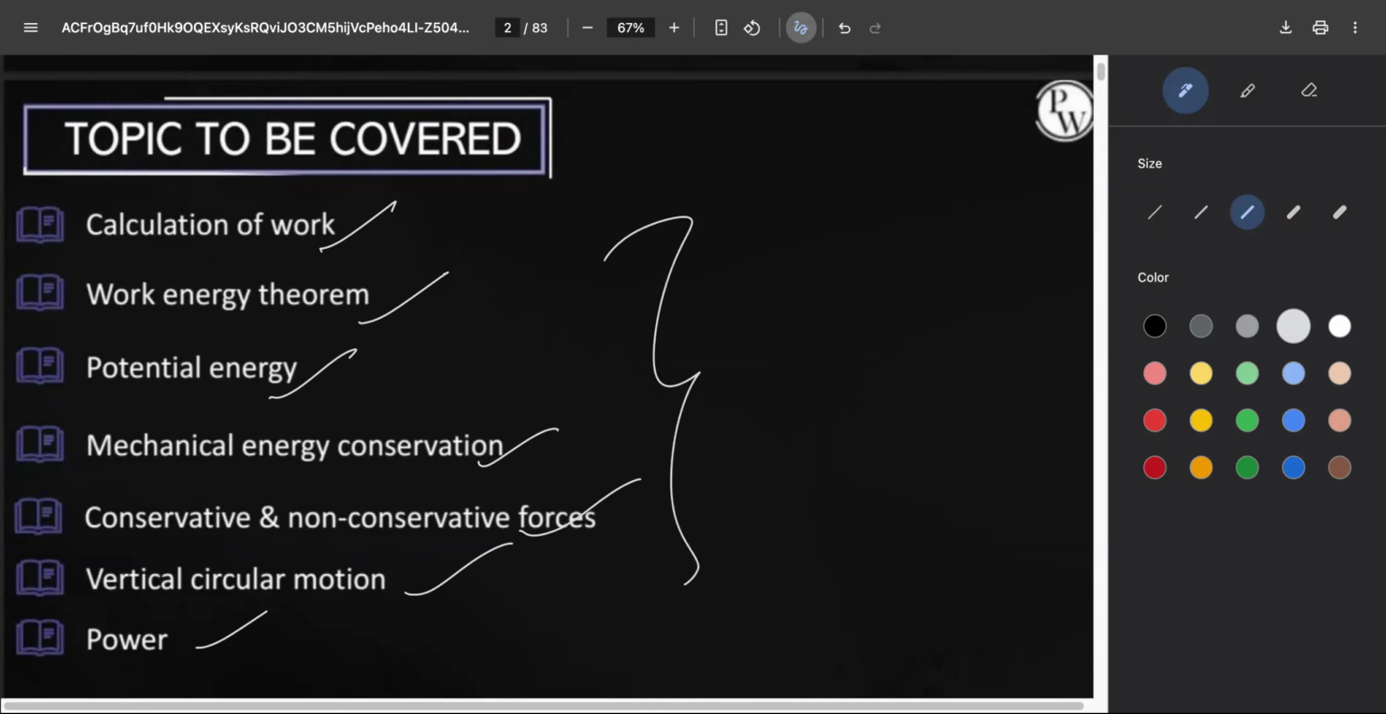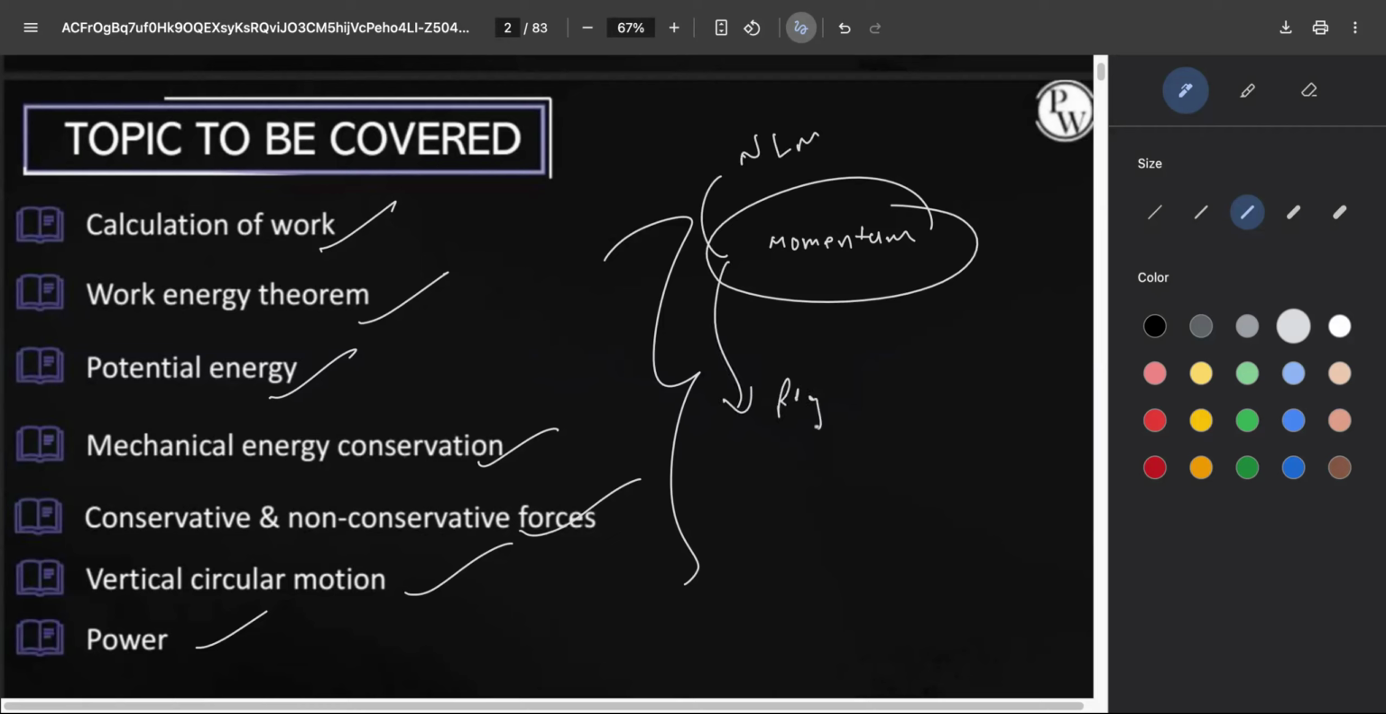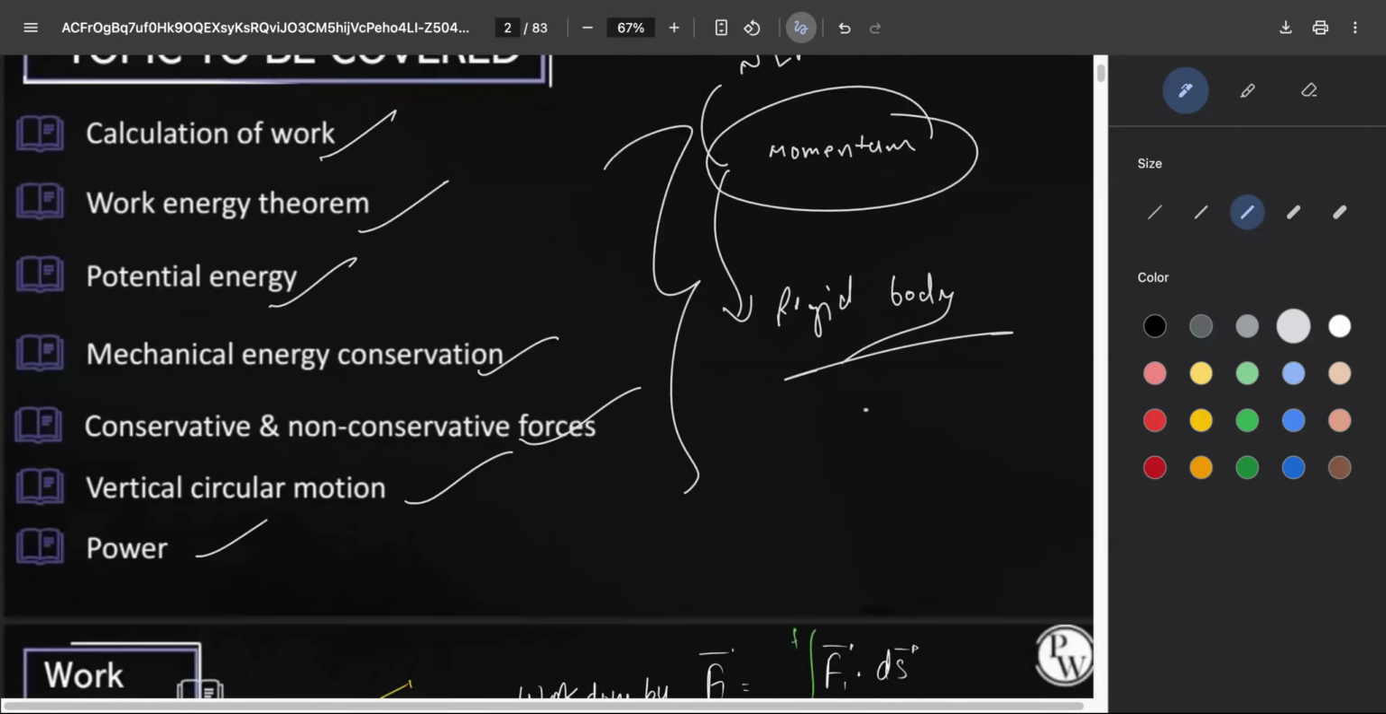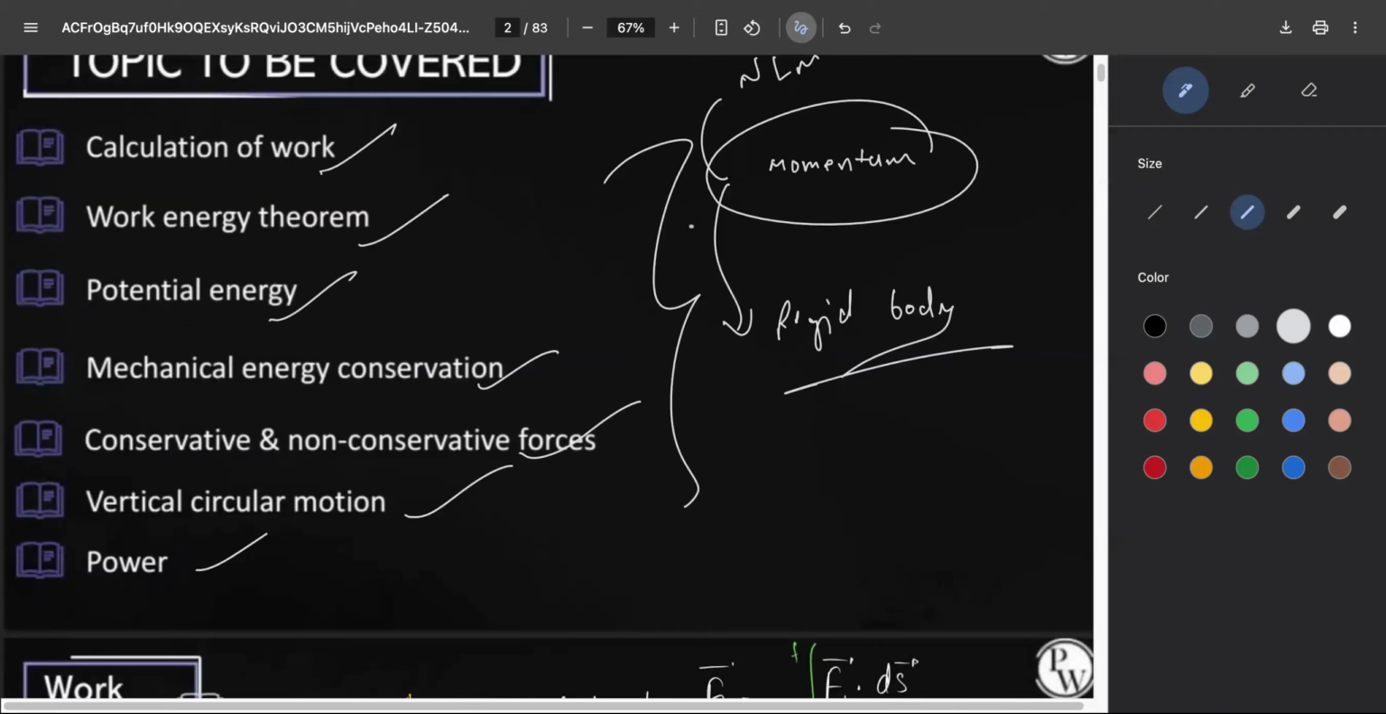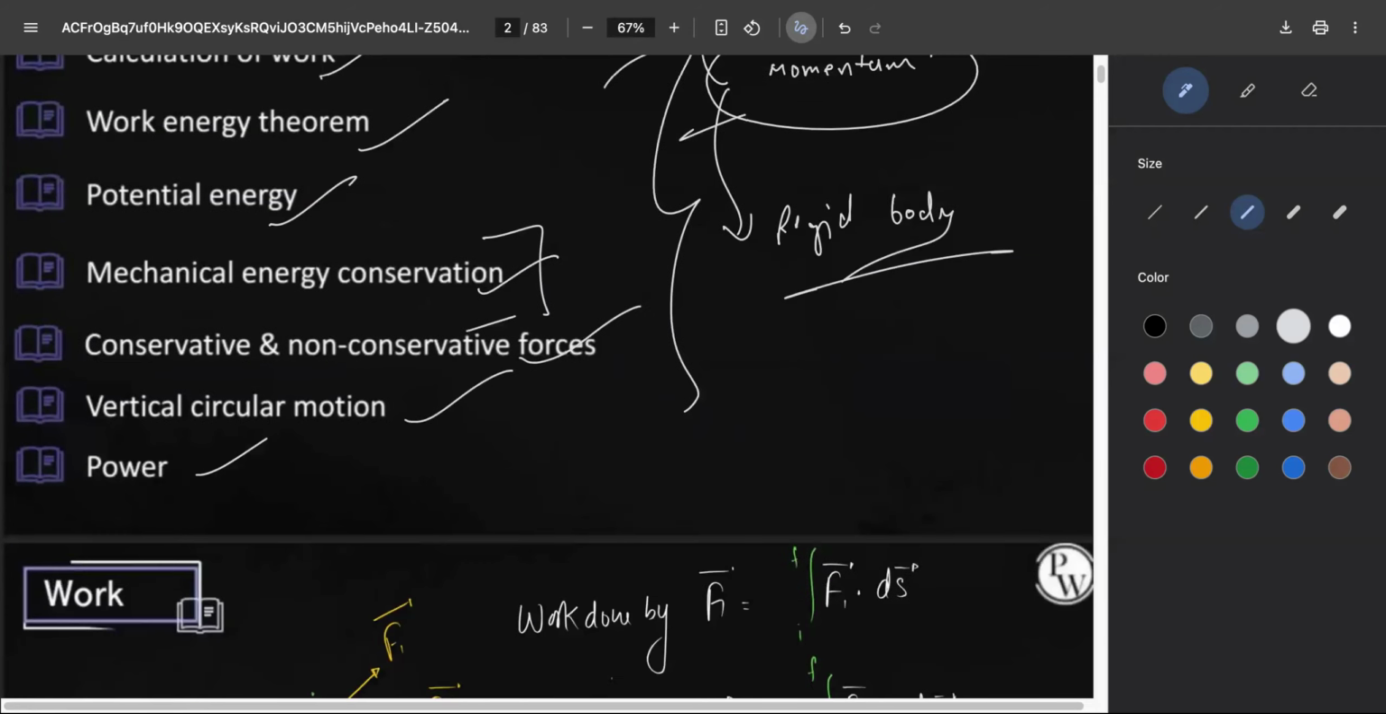In some textbooks or lectures, you will find that the momentum part is also covered in this chapter. But in some cases, momentum is either covered in NLM or in rigid body dynamics. I think here they have not covered the momentum part, or maybe they have discussed it a little bit. So we'll discuss this part.